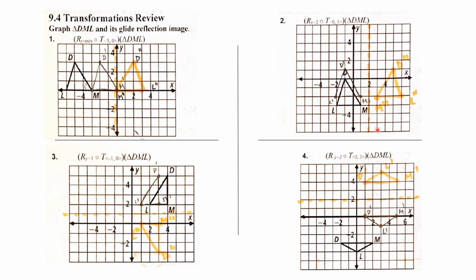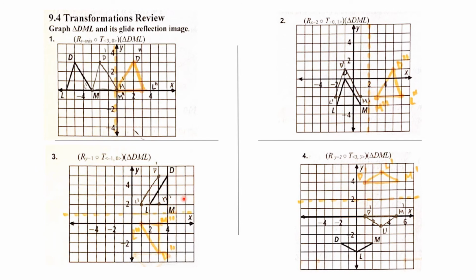Number 2, this one is a traditional glide reflection because we're taking this original triangle DML and we're moving it up 1 on the y-axis, and then we're reflecting it over that line that's parallel to the translation. So you should end up with your DML triangle over here. So D'' for me, L'', and M''.